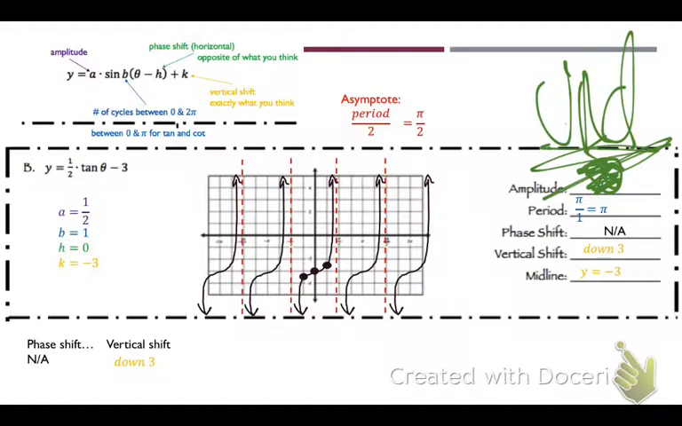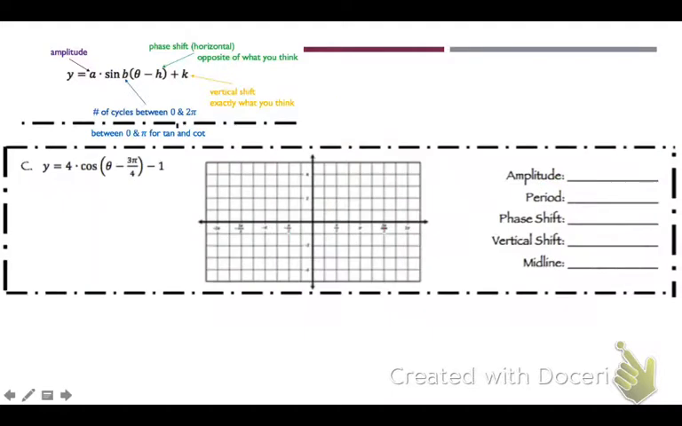Okay, let's go to cosine, maybe. Cosine, so y equals 4 cosine of theta minus 3 pi fourths minus 1. So my a is 4, my b is 1, my h is negative 3/4, and my k is negative 1. So my amplitude is 4. We have an amplitude because it's cosine, so that is correct. My period is 2 pi over 1, which is 2 pi. My phase shift is right 3 pi over 4 because it's opposite of what you think. My vertical shift is down 1, and my midline is y equals negative 1.